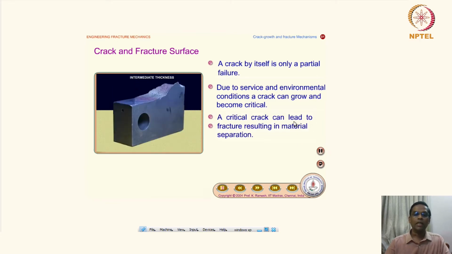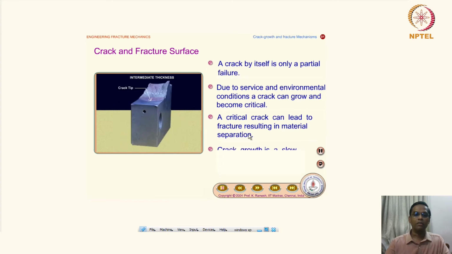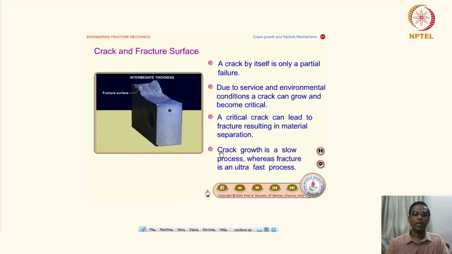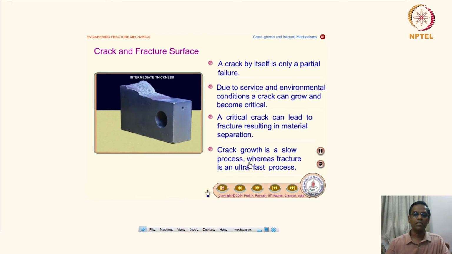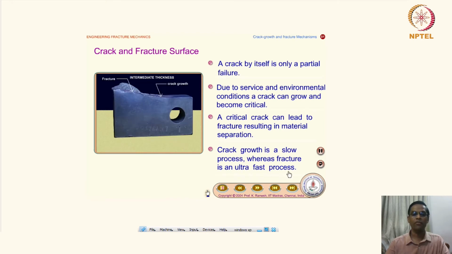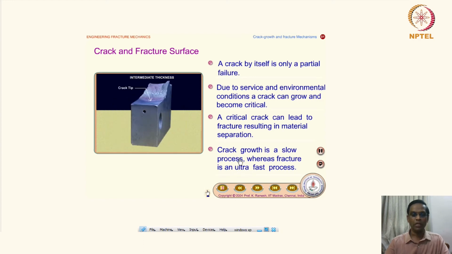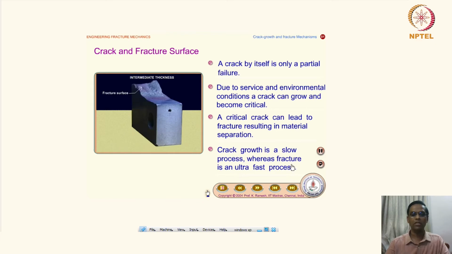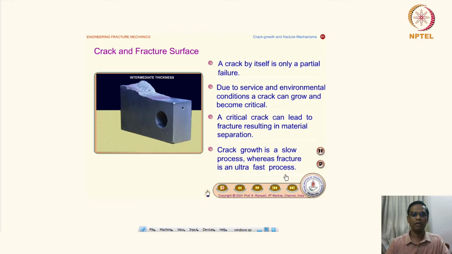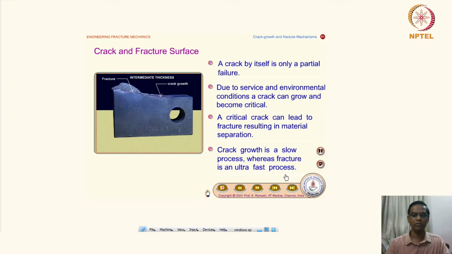A critical crack can lead to a fracture resulting in material separation. Crack growth is a slow process, whereas fracture is an ultra fast process. In fact, we will look at quantitative data on this particular ultra fast process in a later part of the lecture.